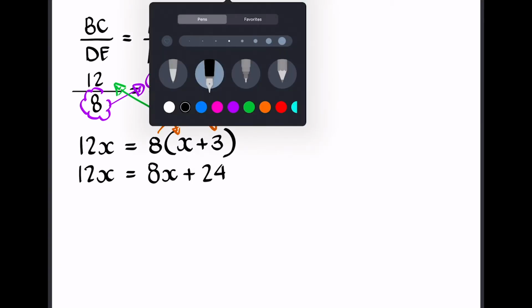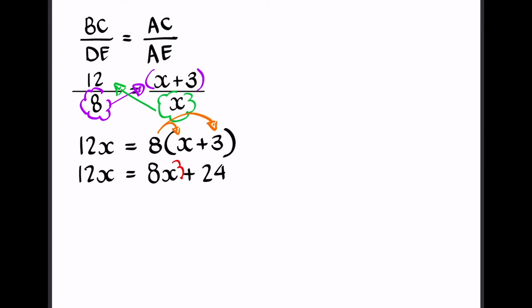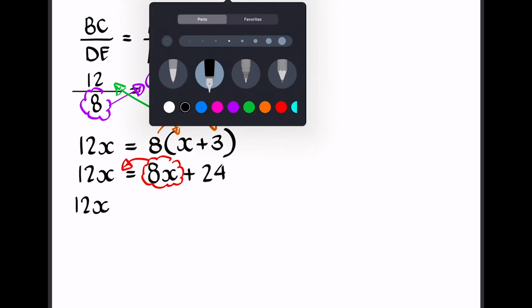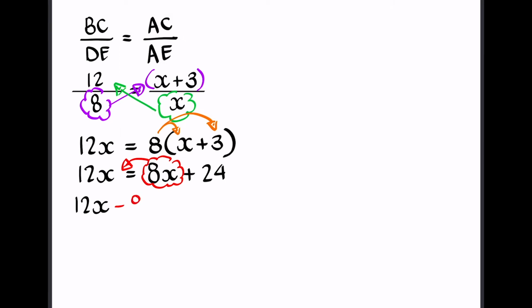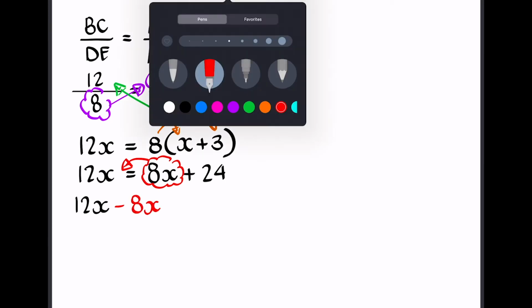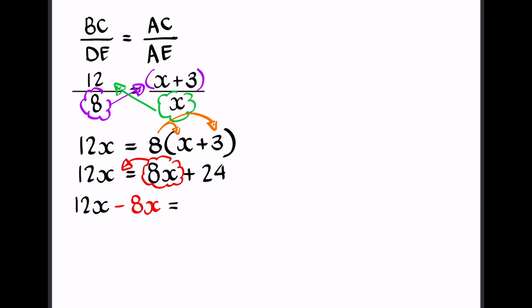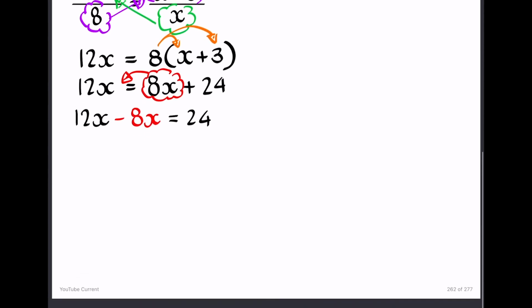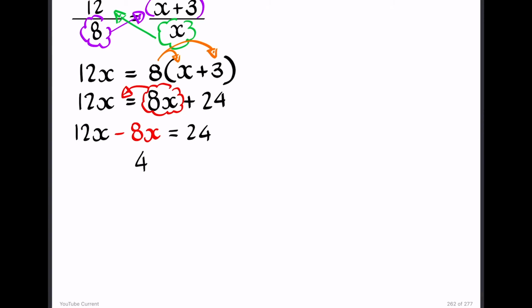Alright, now I'm going to group my like terms, so I'm going to take this 8x across, or I'm just going to subtract 8x from both sides. The 12x stays the same, stays first. The 8x, when it goes across the equal sign, now becomes a negative 8x, and that is equal to 24, because the 24 stays on the right. So now I have 12x minus 8x, which is 4x, equal to 24.